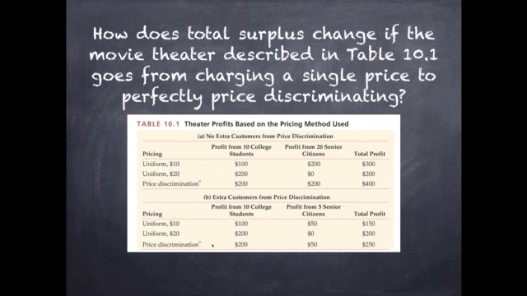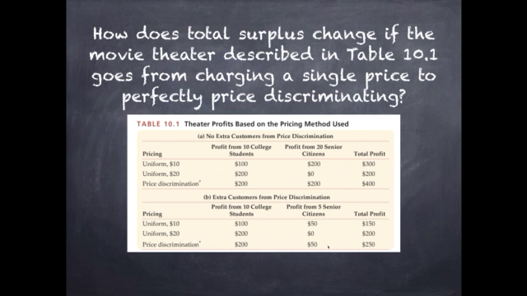Let's compare that to the total surplus under perfect price discrimination. Under perfect price discrimination, what will occur is the movie theater will charge $20 to college students and $10 to senior citizens, and that will generate a total profit of $250.